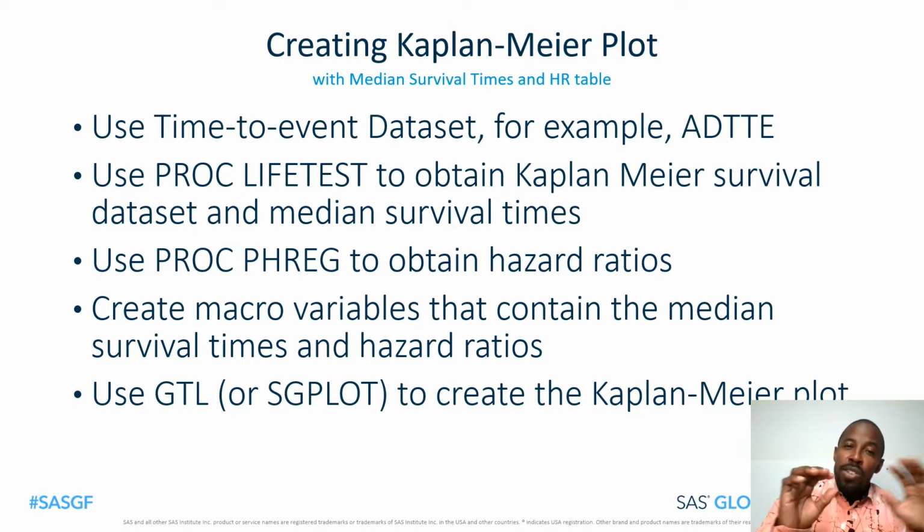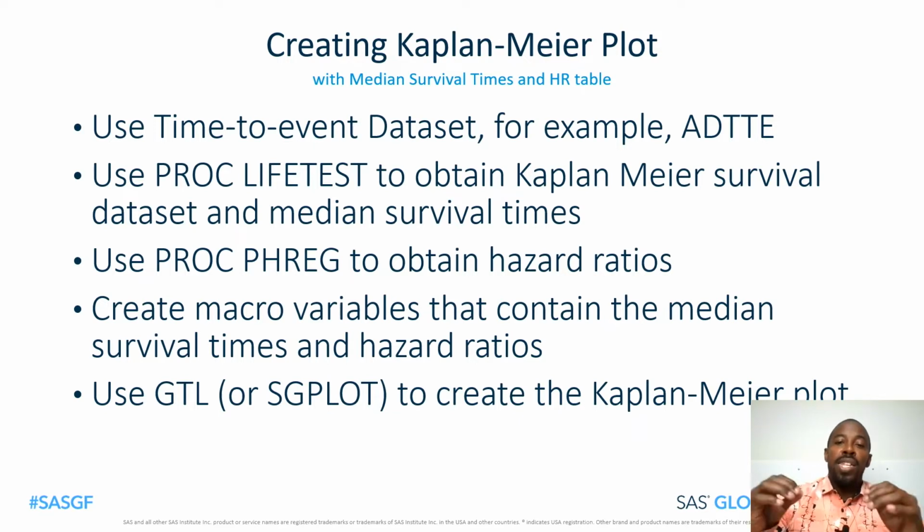You can use any method you are most comfortable with to create those macro variables. The main thing is that you have these values stored as macro variables for use later when creating the graph. After you have created your macro variables, which represent the hazard ratios and the median survival times, and you have your survival dataset of the survival probabilities against time, you can then use GTL to produce a plot like the one you saw in the previous slide.